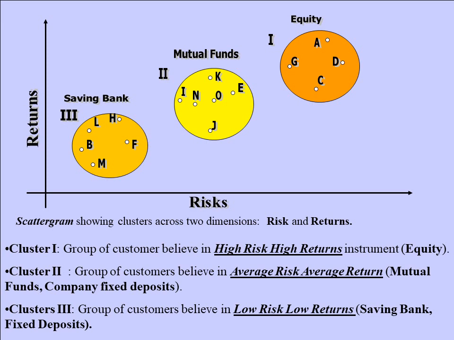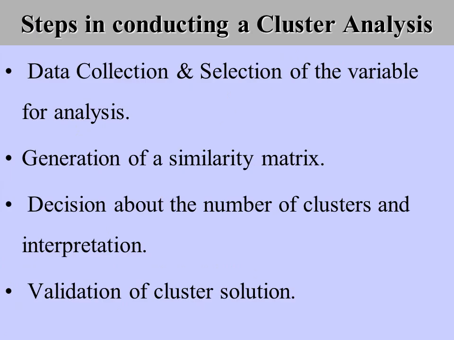Within them there is a high level of homogeneity, and across them there is a high level of heterogeneity. This is the thumb rule of cluster analysis. This is what we normally do in cluster analysis: classification and group classification.